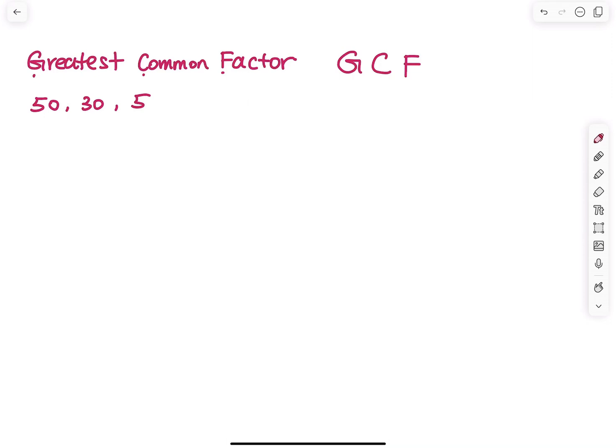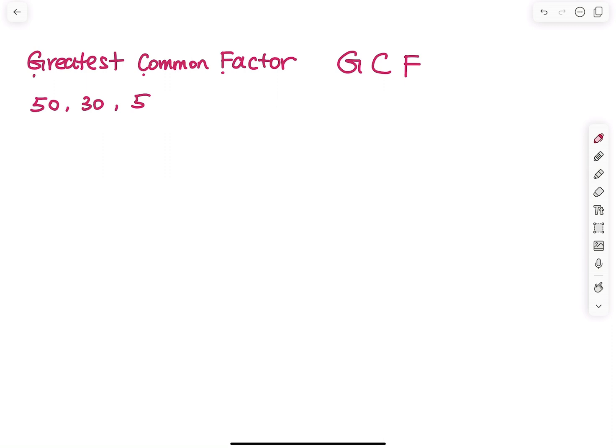Greatest common factor, GCF. Let's say I have three numbers, 50, 30, and 5. I would like to find the greatest common factor. The way we do this is pretty simple. I prefer not to use a calculator and do it step by step. The more steps you show, the easier it is to understand the GCF.